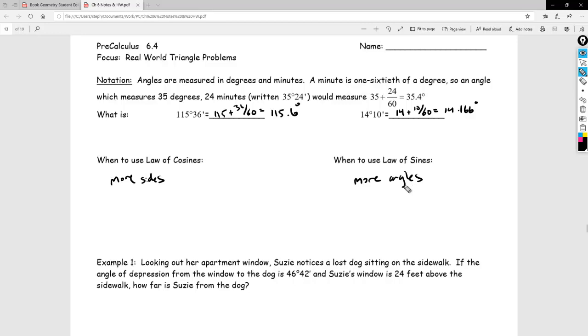That being said, you probably still need a side length, but law of sines is easier to use if you have more angles than sides. Law of cosines is great if you have more sides than angles, especially if you have 3 sides and no angles, then you must use law of cosines. And that's when this will come into play.